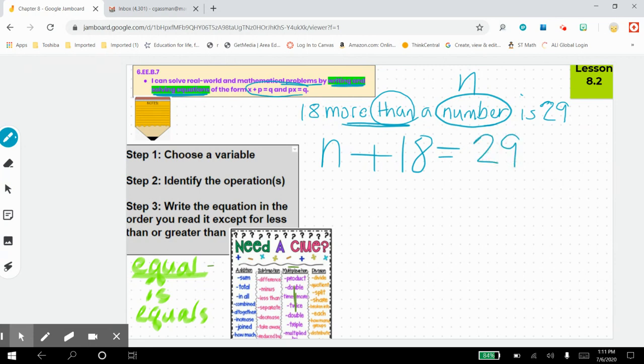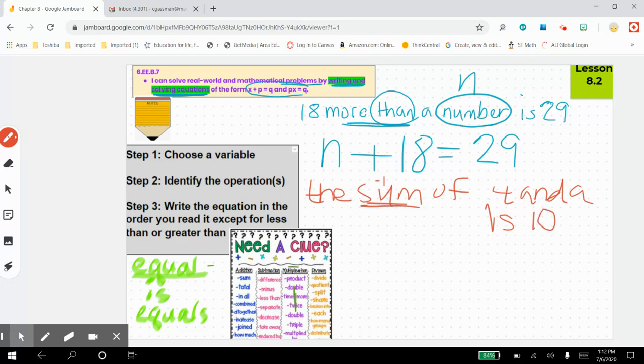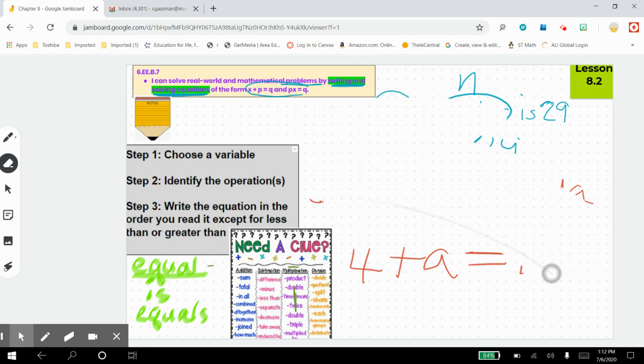Now, if I have another situation here, let me choose another color. What if I have the sum of 4 and a is 10? Sum also means to add. Now in this case, I'm just going to write them in the particular order they are. 4 comes first. 4 plus a, when I see that and, that goes with that word sum, is 10. Boys and girls, it is that easy. Find your operation, put them in the order that you see them, and you have your answer.